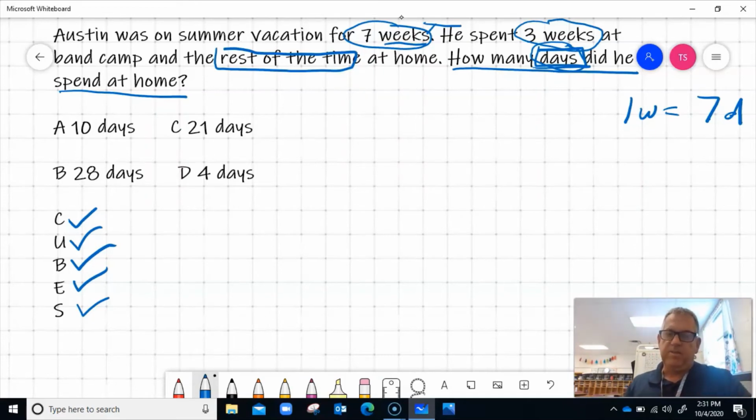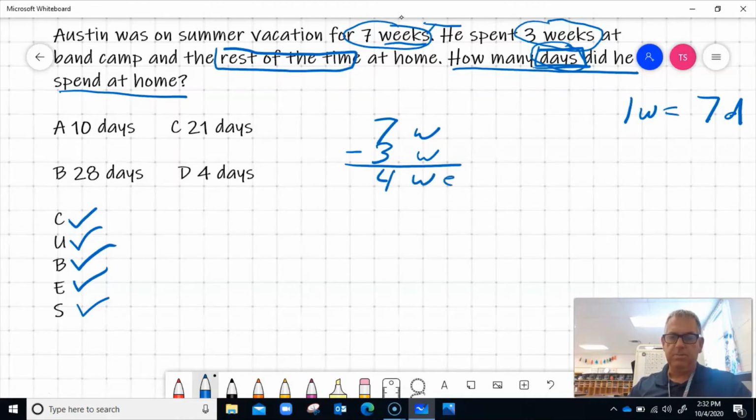So I think the first thing is I'm going to figure out how many weeks he was not at band camp. So if I was to do that, I would take the amount of weeks summer vacation was, and 3 of it was at band camp. So to figure out the rest of it, I would do a subtraction problem. So that means he spent 4 weeks at home.